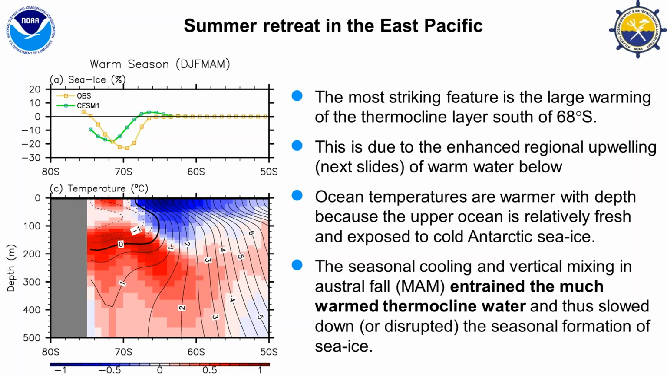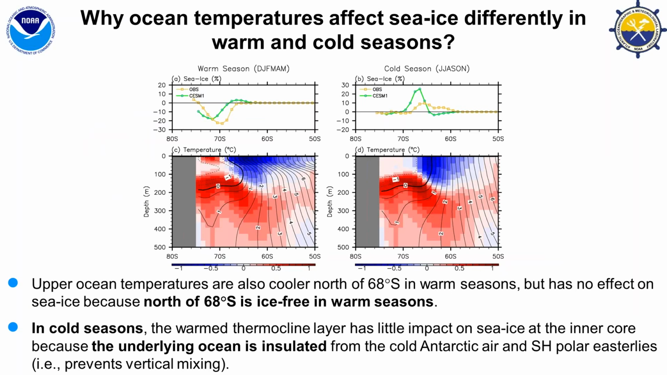Okay, then the question is, why does the ocean temperature affect the sea ice differently in the warm and cold season? Because if you look at it, there is warming in the cold season and then cooling in the warm season, and so on. But why do they work differently? For this one, the cold temperature in the warm season, that's a simple answer, because over here there's no sea ice, since the actual temperature is too warm. It doesn't really sustain the sea ice. So it really is cold, but doesn't really affect the sea ice.